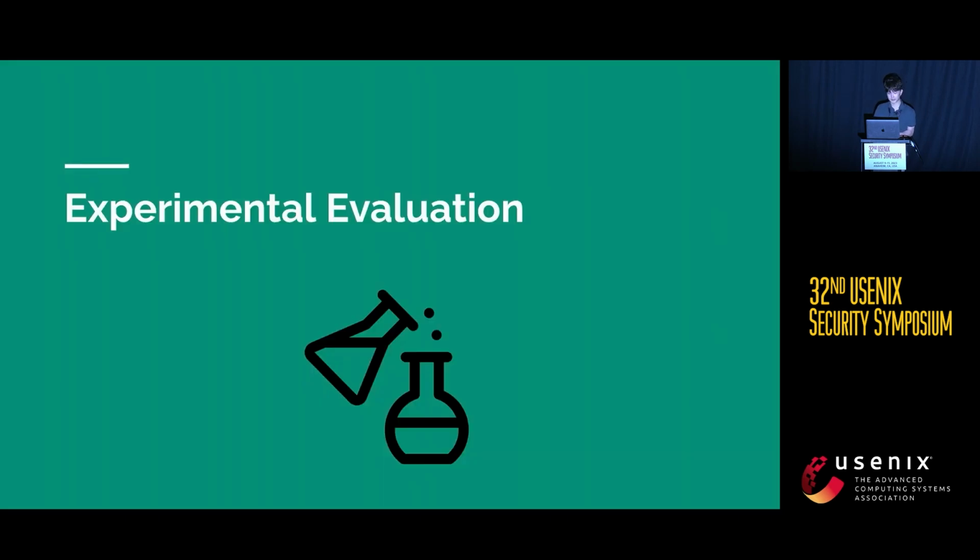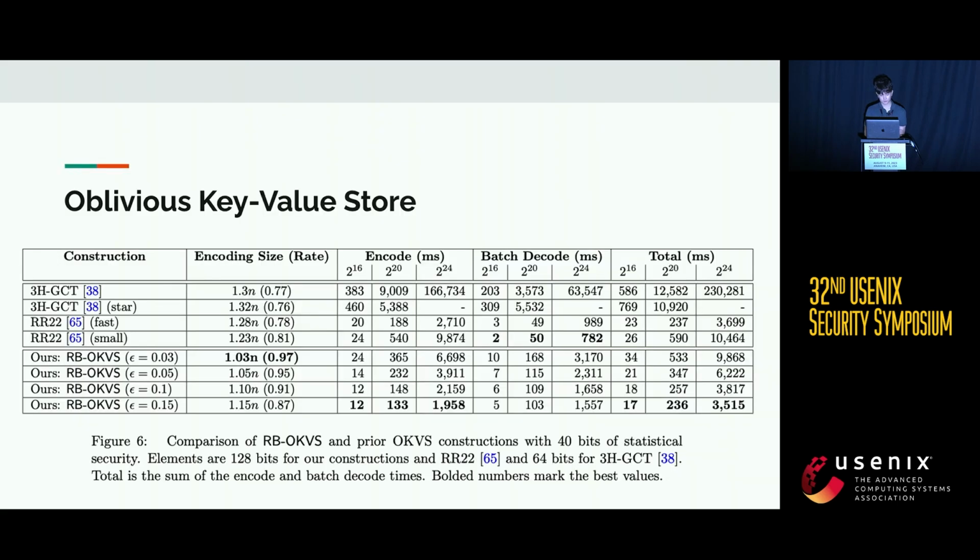So here we'll present some experimental evaluations. We compare our oblivious key value stores with previous state-of-the-art schemes, and the key takeaway here is that our schemes in general have slightly slower encoding and decoding time, but we gain a lot in terms of rate. And if we want to improve the encoding and decoding time, we can increase epsilon. So this parameter is customizable.